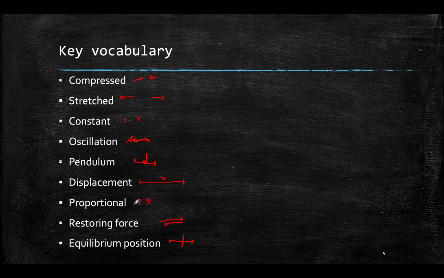Proportional means if, for example, one increases, the other will also increase. That will be directly proportional. If one increases and the other decreases, that will be inversely proportional. It's a relationship between two things.